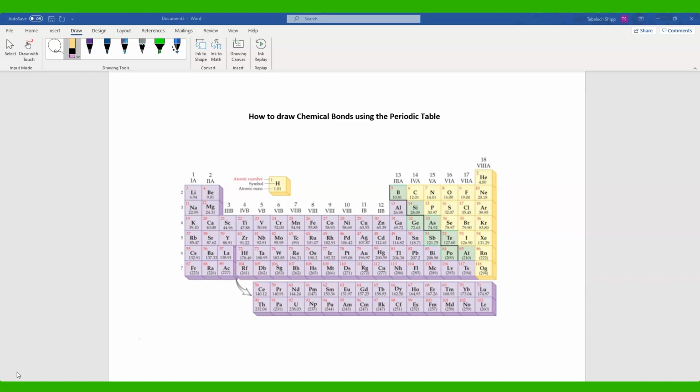Notice that you have 18 groups. The groups are identified by the group numbers that you see: 1, 2, groups 3 through 12, 13 through 18. The numbers are at the very top. But what you want to keep in mind is that those group numbers indicate the number of valence electrons.